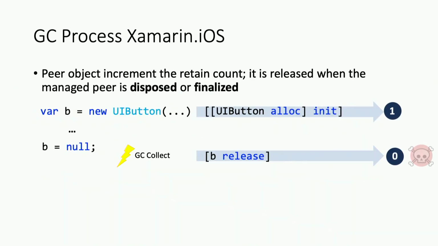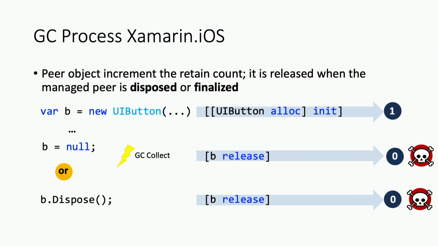So what Xamarin iOS does is, you will see it right here. You can allocate a button. Under the hood, it will call init, and you have a reference count of 1. And you work with it, and then when you collect it, it's released, and the native memory is released. So you can do this, or, very important, you can call dispose.